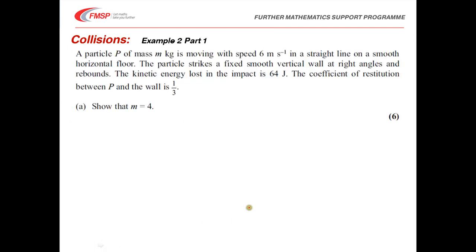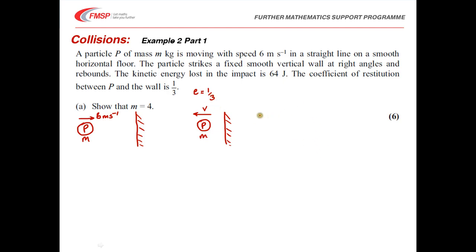Okay, here's a second example. Again, if you want to pause at this point and work through the question yourself, that would be fine. We've got our particle P that has mass m, moving at 6 meters per second, and it bumps into a wall. There's my wall, sorry it's not very straight, and it rebounds from the wall in the opposite direction. I'm going to say that it comes out with velocity v, and you're told that the kinetic energy lost in the impact is 64 joules, and you know that e is a third.